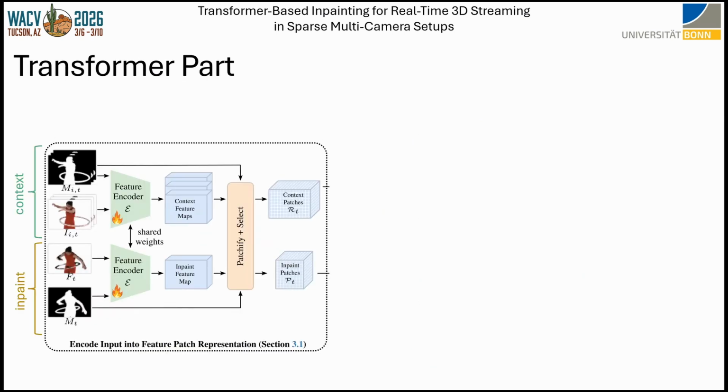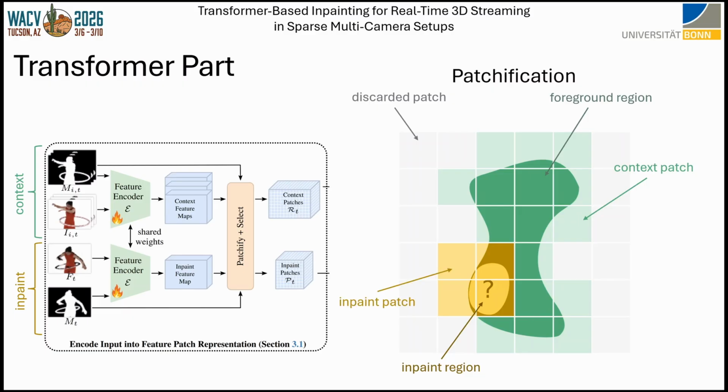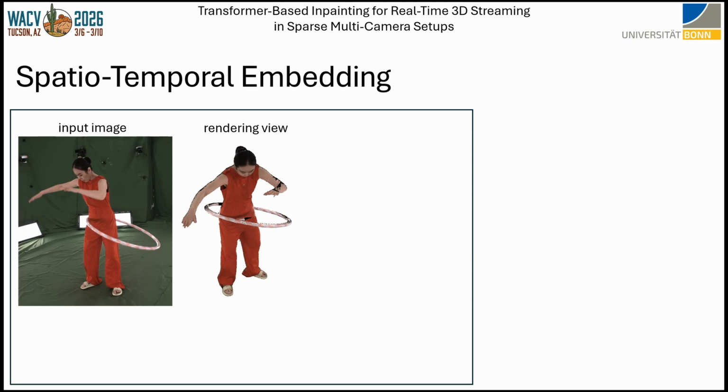Next, the images are encoded into feature maps and split into patches. During this step, the foreground and inpainting masks determine which patches are used. Patches that lie completely outside the foreground are discarded. Patches containing foreground pixels are treated as context. If a context patch also contains pixels that require inpainting, it is additionally marked as an inpainting patch. At this stage, patches originate from multiple cameras and multiple time steps.